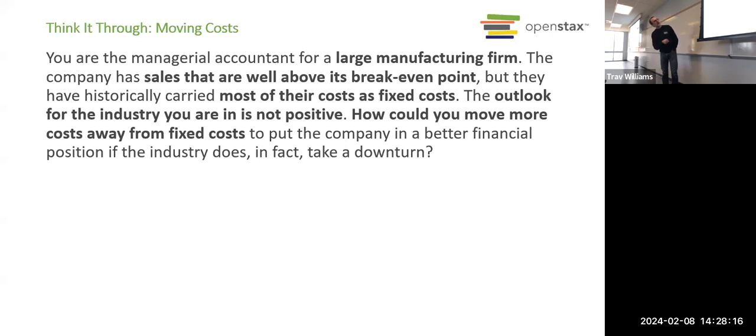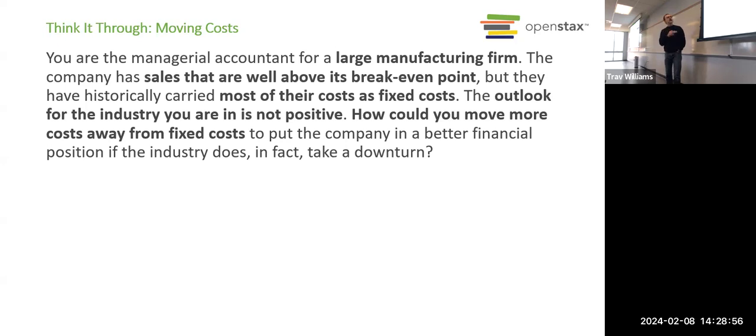All right, another question. So we work for a large manufacturing firm. Our sales are above the break-even point, well above the break-even point. Most of our costs are fixed costs. However, the outlook for the industry is not so good. Maybe we're making something that's becoming obsolete. People are not buying it anymore. So that's a problem, right?